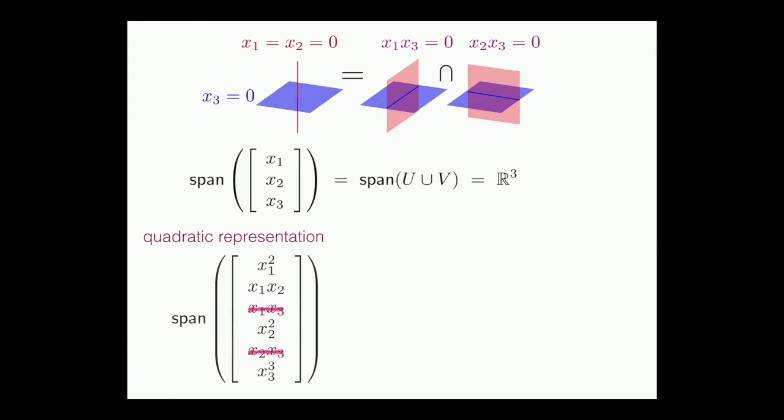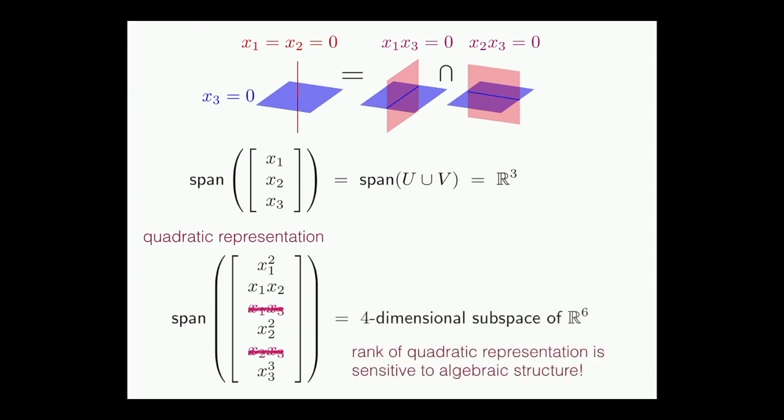So it's 6-dimensional. But we know something here. We know in this case that x1 times x3 is equal to 0, and x2 times x3 must also be equal to 0. So we know those 2 coordinates in this tensorized or quadratic representation are 0. And so these vectors, expanded like this, lie in a 4-dimensional subspace of R6. While just looking at the original data representation doesn't show me anything about this algebraic structure, this union of subspaces, looking at the quadratic representation, there's some structure that's easily revealed by just looking at the rank.